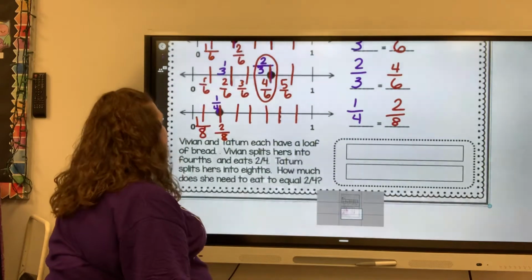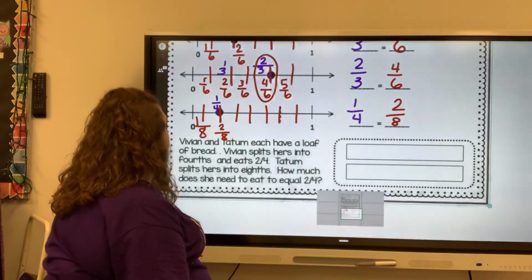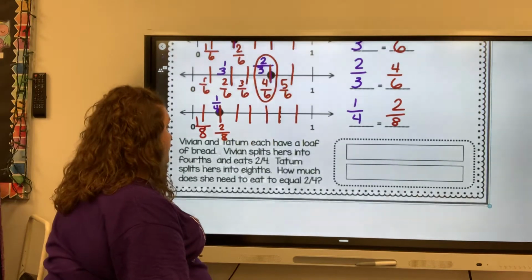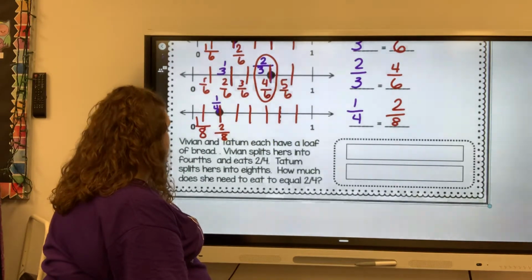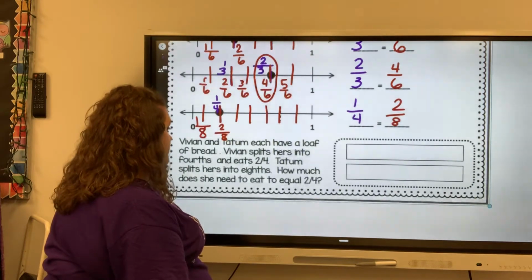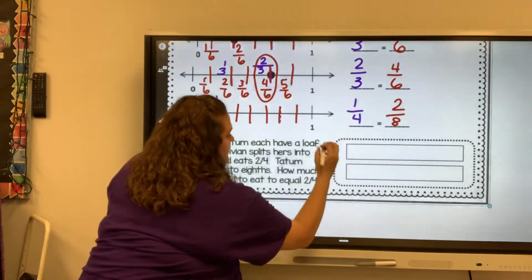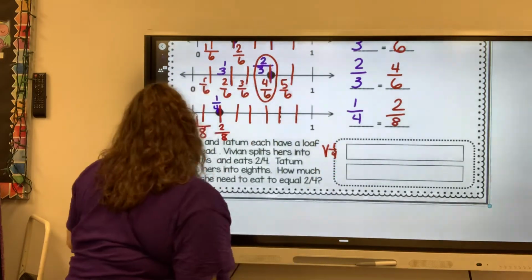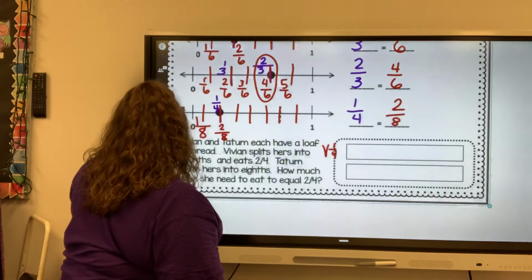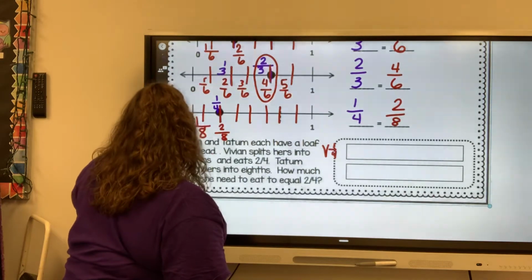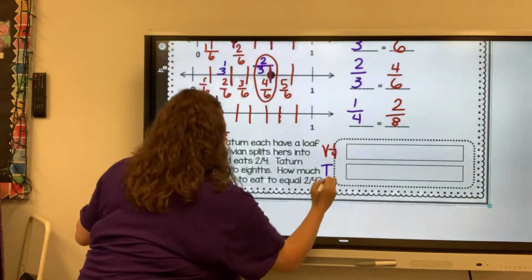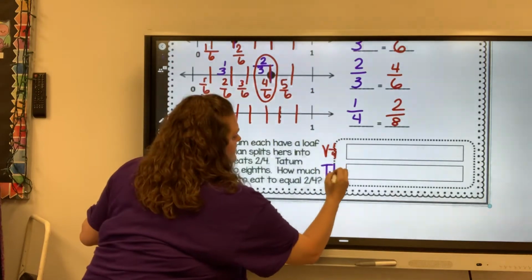Last question. Vivian and Tatum each have a loaf of bread. Vivian splits hers into 4ths and eats 2/4. Tatum splits hers into 8ths. How much does she need to equal 2/4? So I'm going to put a V for Vivian, and hers is 4ths. I'm going to put a T here for Tatum, and she's doing 8ths.